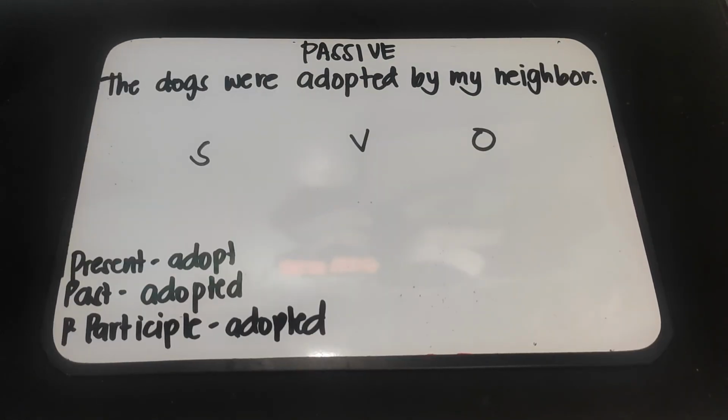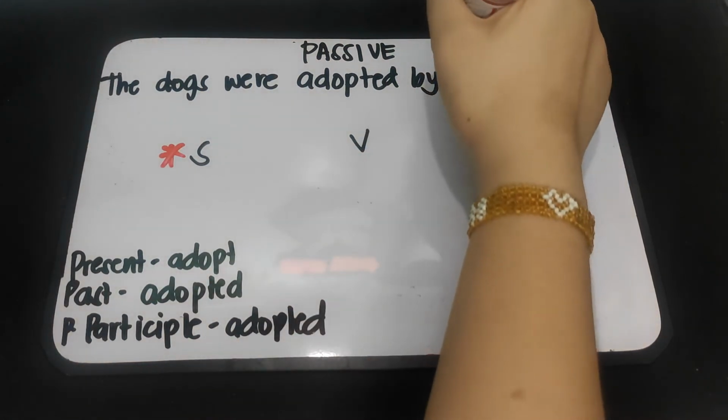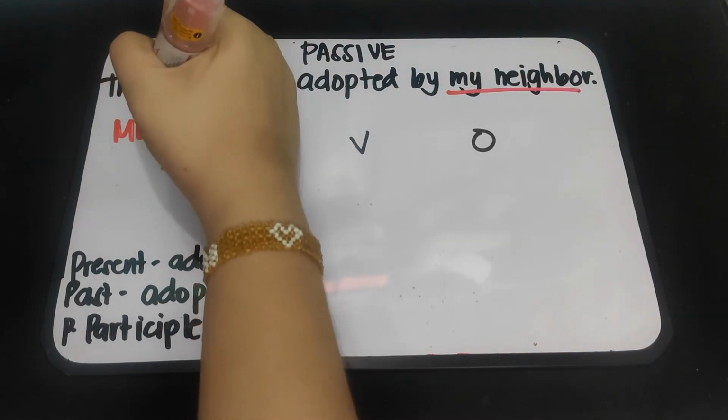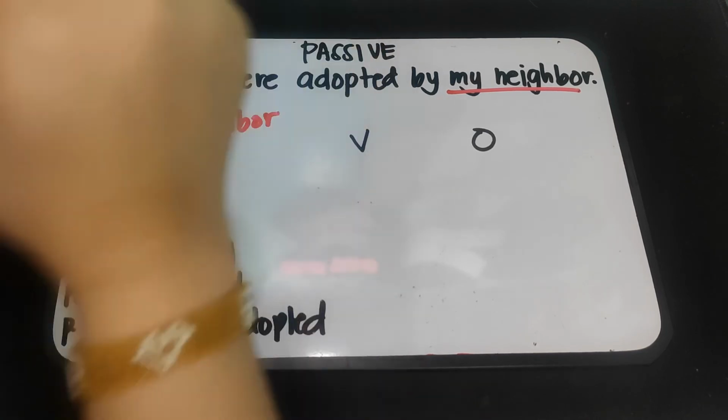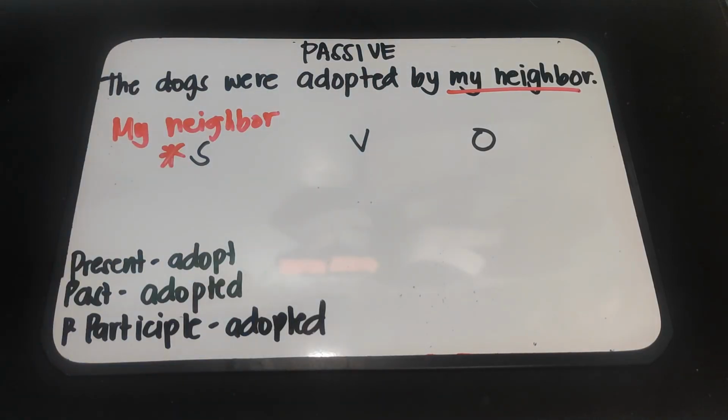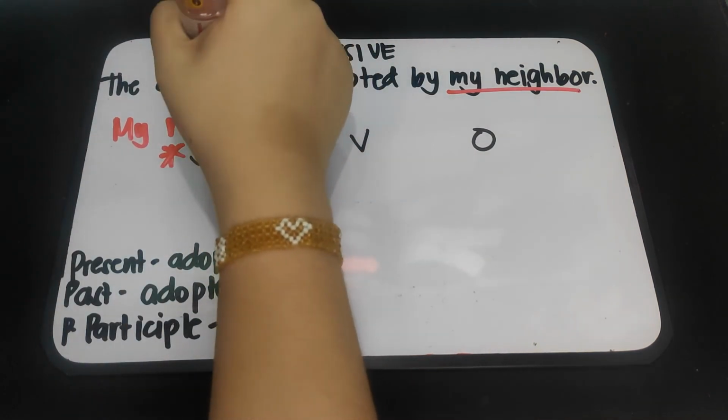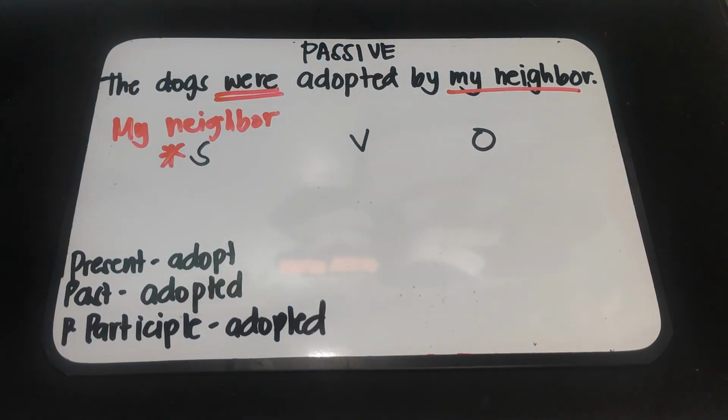Now let us try to change the sentence in passive voice to active voice. Let us follow this pattern: subject, verb, object. Who did the action? My neighbor. My neighbor is our subject. Next is the verb. But what are we going to use? We are going to depend on the helping verb used, which is were. It is plural and written in the past tense.